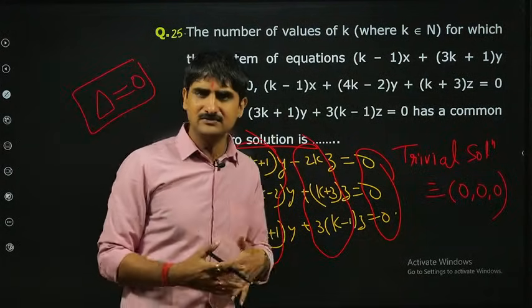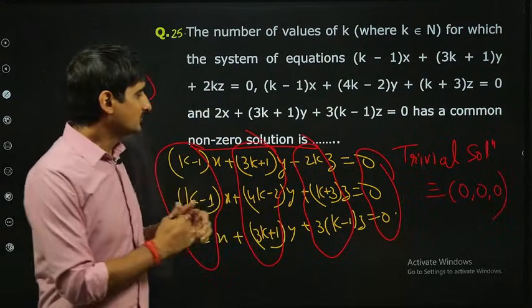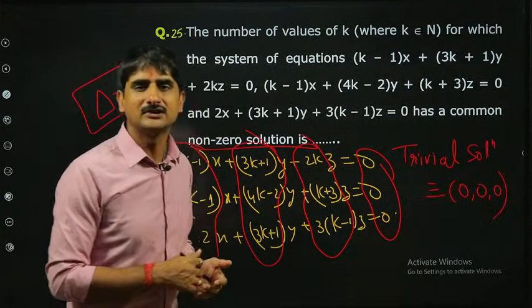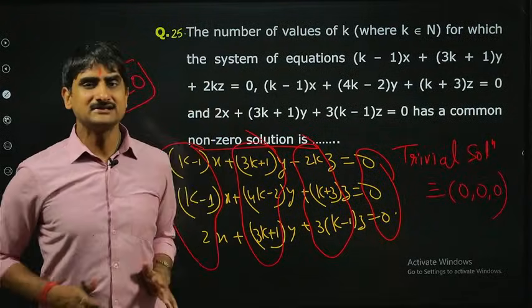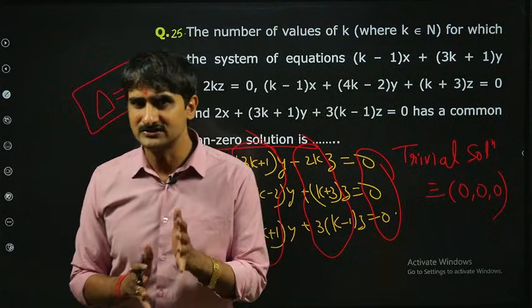Might be a bit lengthy, but that's what we will be doing. Solve it, you get some relations over k, and from there you can judge how many values of k we are going to get. So that's it. With that we end our solution of this Paper 1.